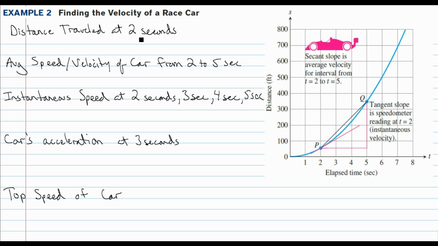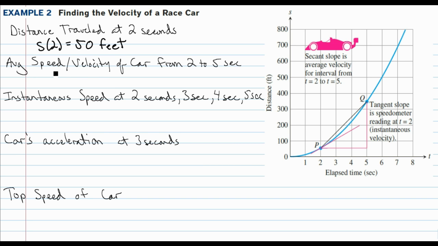Distance traveled at 2 seconds. This car at 2 seconds on the x-axis traveled a total distance of about 50 feet. So S of 2 is 50 feet. Now I don't know what the S function is, but I do know how to read that graph and find out what this car's position was at 2 seconds.